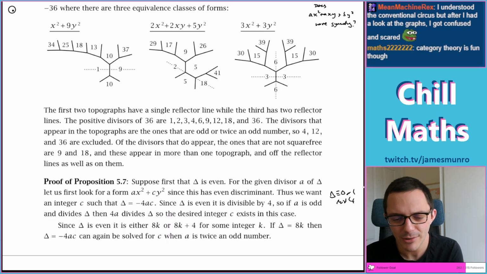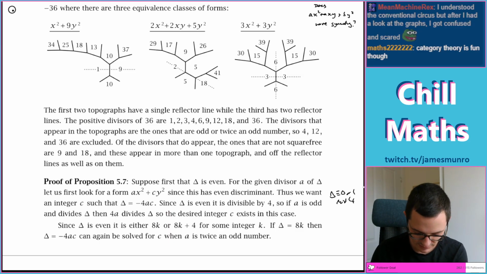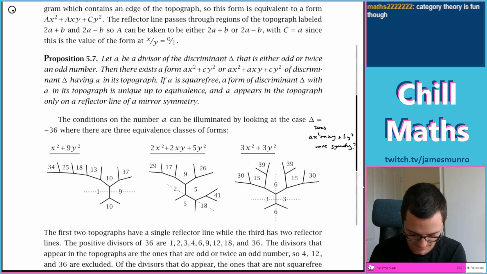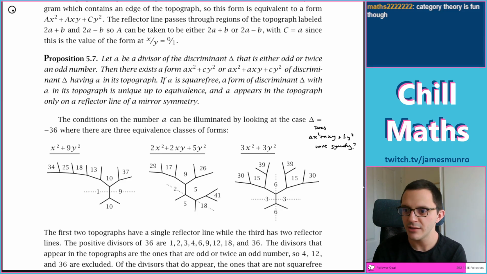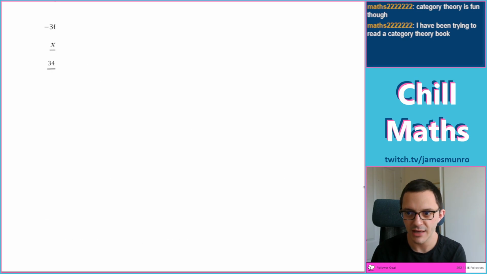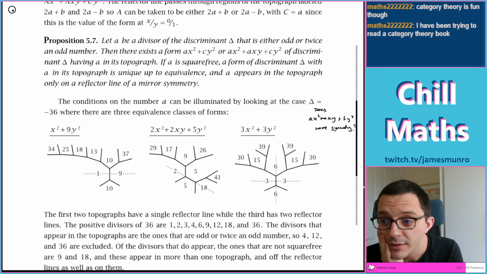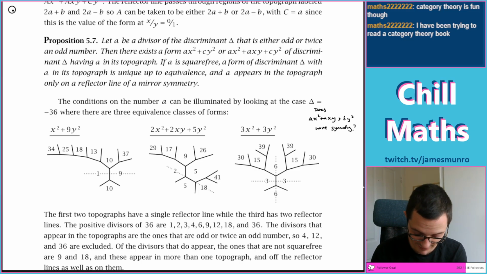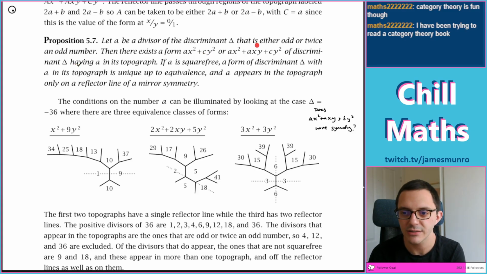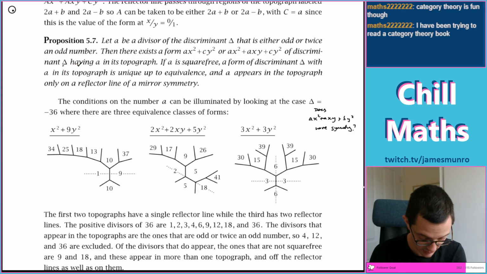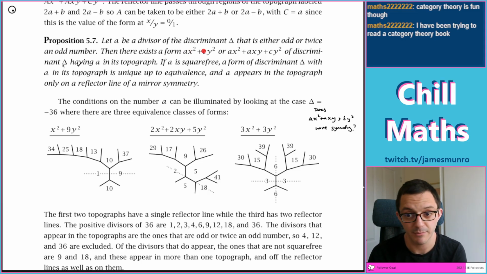Let's look for a form like that. What are we trying to do? So if you can find an odd factor of delta, then you can find a form that takes the value. No, I'm going to read it one more time. Here we go. Of discriminant delta having A in its topograph, and that's a fact because these ones definitely have A in their topograph because you can put in y equals 0. So that bit is fine, as long as we can find things like this that have discriminant delta. The discriminant is minus 4ac. So if A is an odd factor, then we're okay.